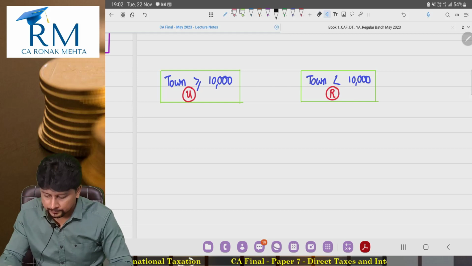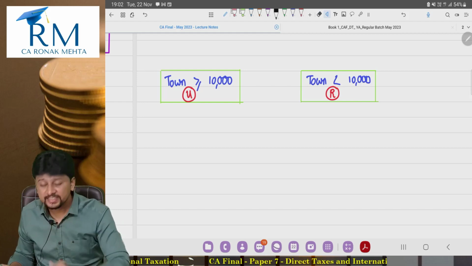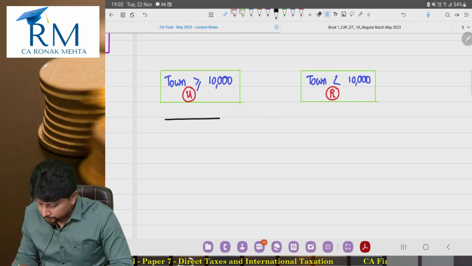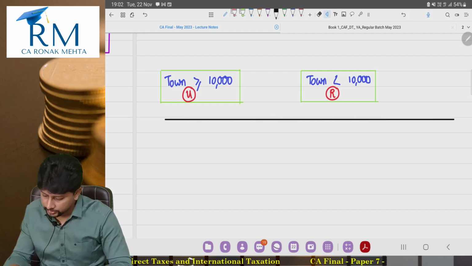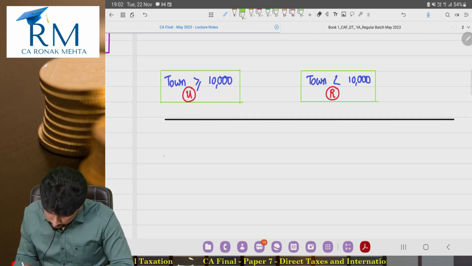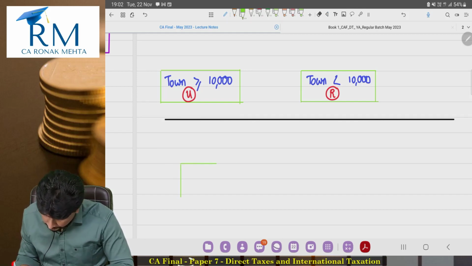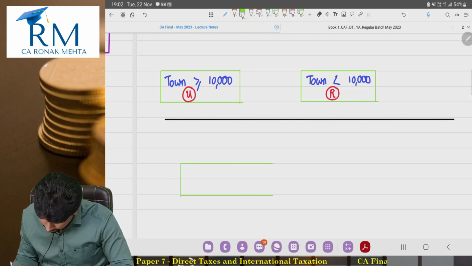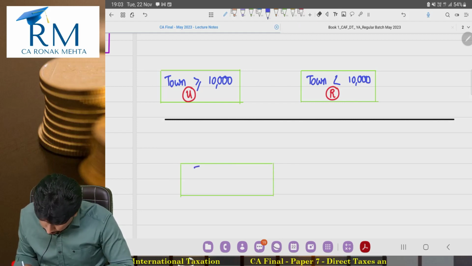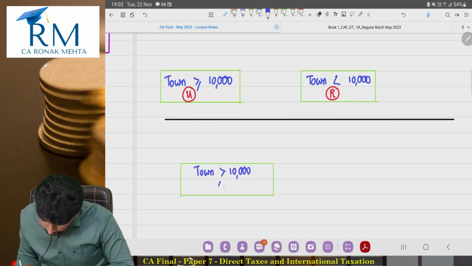Okay. Second part of the definition. This much is pretty easy to understand. Now we are talking about a place, a town, where the population exceeds 10,000 but does not exceed 1 lakh.